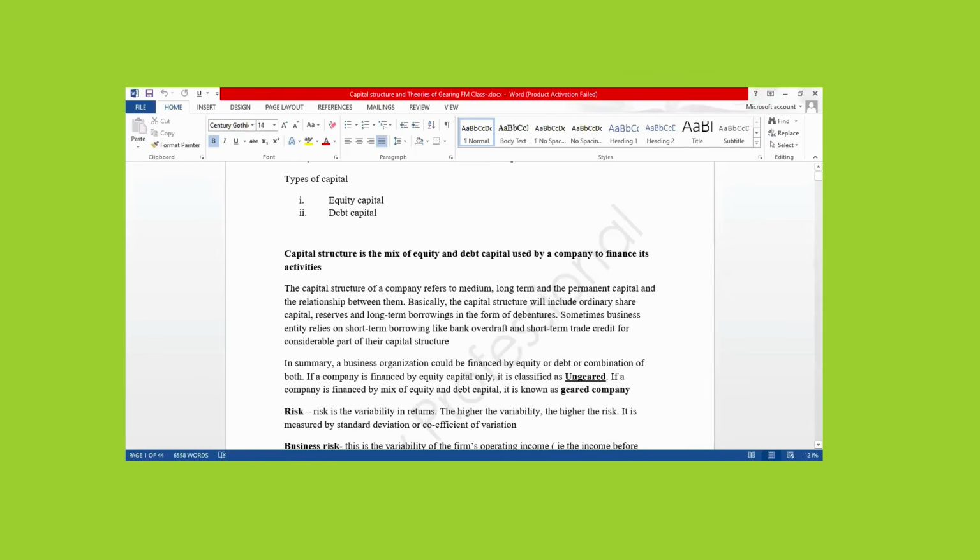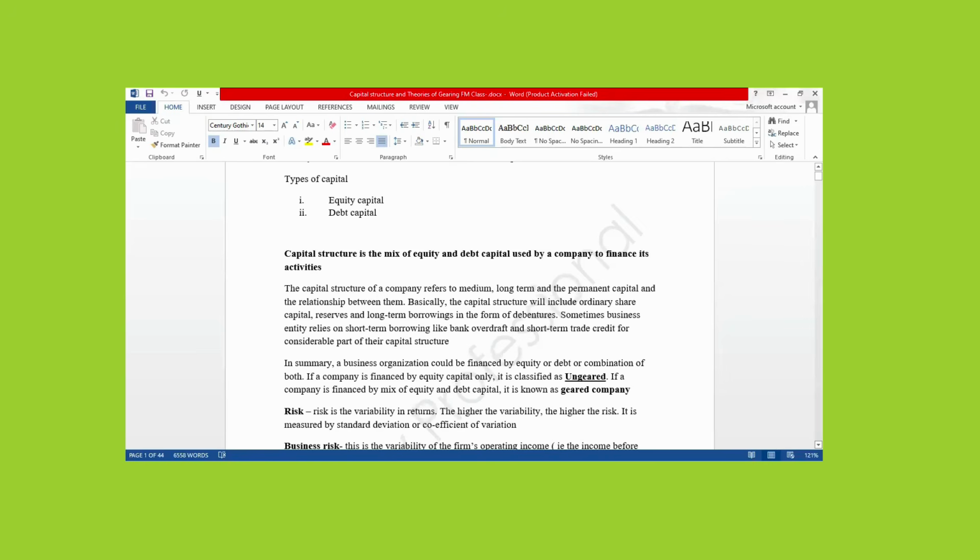This may include ordinary share capital, preference share capital, and long-term borrowings in the form of debentures, bonds, loan notes, loan stock. So in summary, your capital structure shows the various types of capital a company uses to finance its activities.